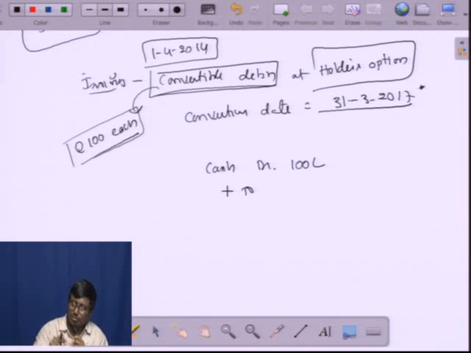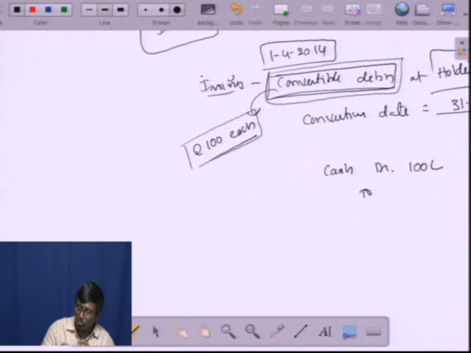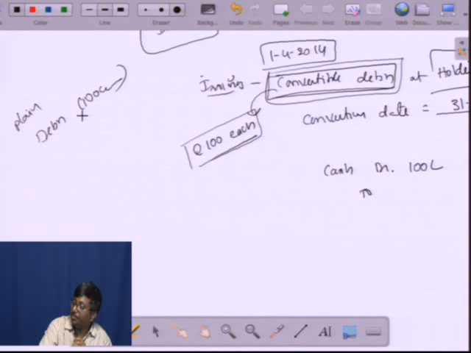Listen, one more word before we come to the main point. If somebody has bought this convertible debenture, one more point. Now just link it. First you understand the overall background, then it becomes easy. Plain debenture. Plain debenture means what? No conversion option.